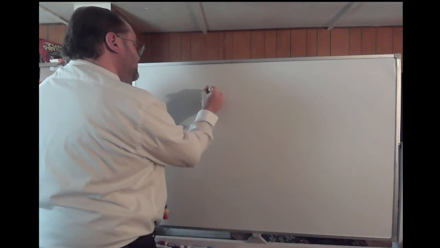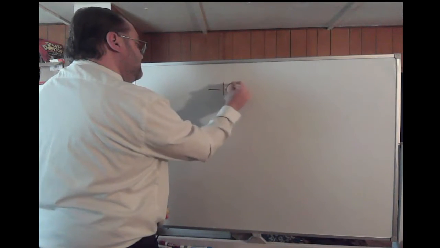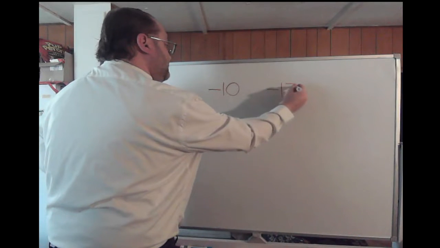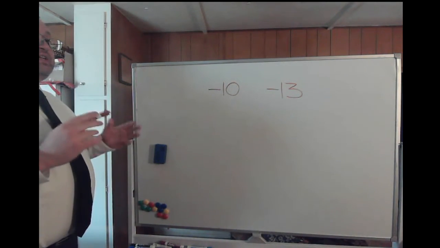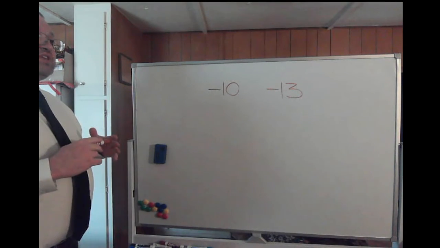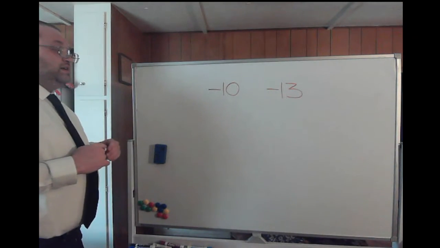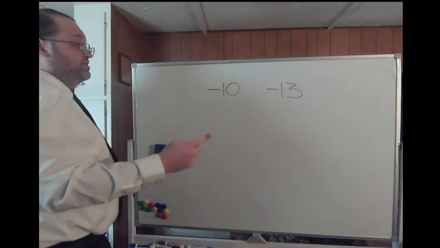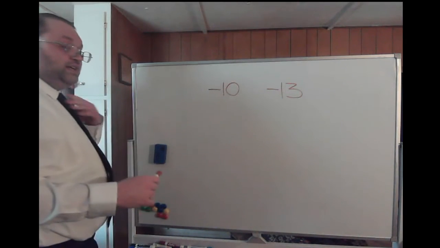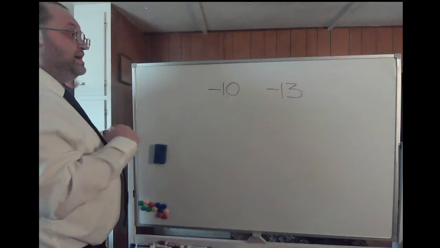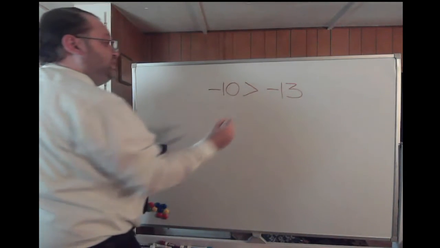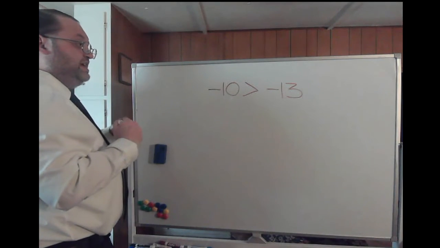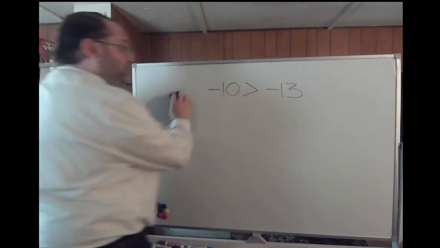All right. How about -10 and then -13? Again, these are both negative numbers. It's reverse psychology. So remember, the bigger the number gets in negative, the lesser it actually gets. So in this case, -10 is greater than -13. You'll actually have -10 is greater than -13.